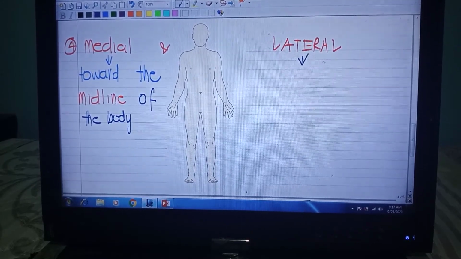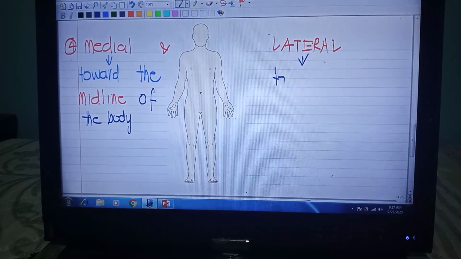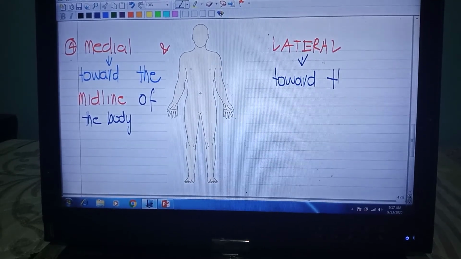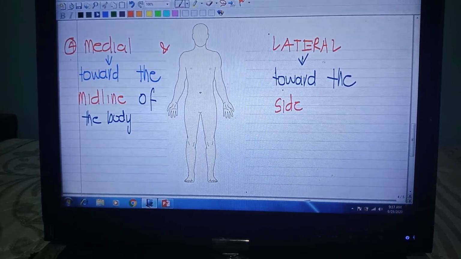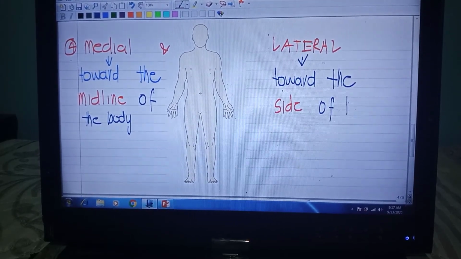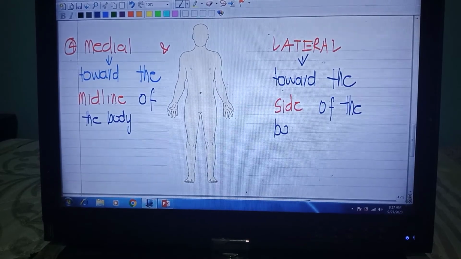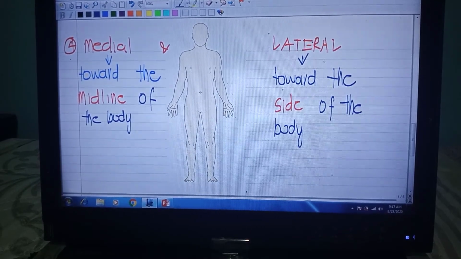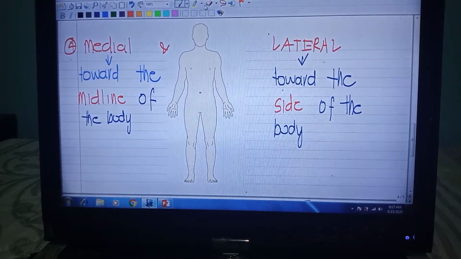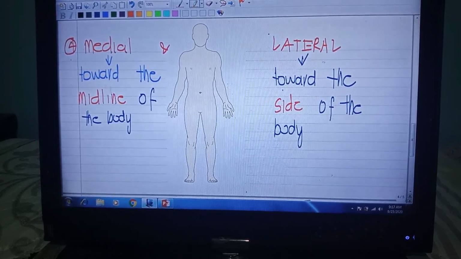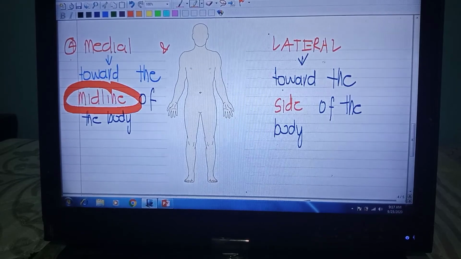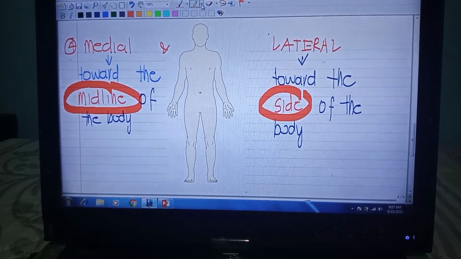Whereas kapag sinabi mong lateral, it is toward the side. Towards the side of the body. Okay. So, pag sinabi nating medial, ano yung medial again? Towards the midline. Pag sinabi mong lateral, towards the side.